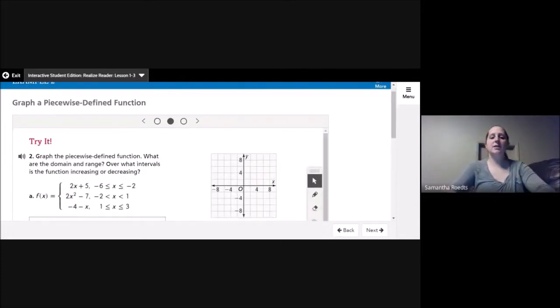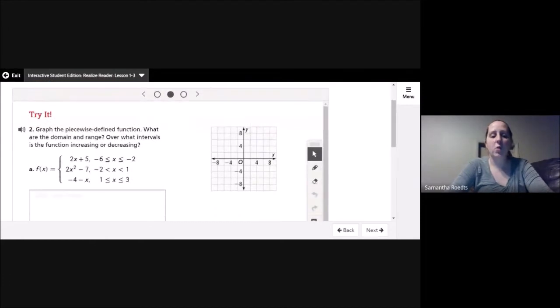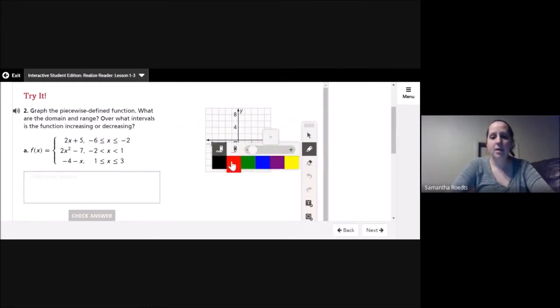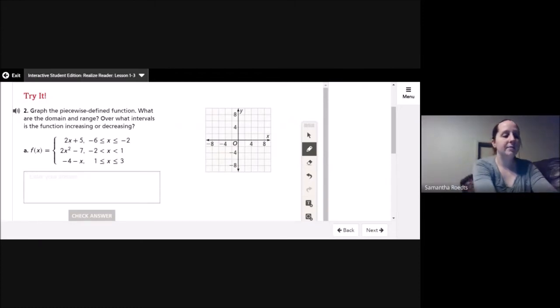All right, so I want to graph the piecewise defined function. What are the domain and range? Over what intervals is the function increasing or decreasing? So I have 2x plus 5 from -6 to -2. So I'm going to ignore everything else, and I'm just going to graph that portion. Okay. So I'm going to substitute in -6. 2 times -6 is -12, plus 5 is -7. So at -6, -7, which is about right here.